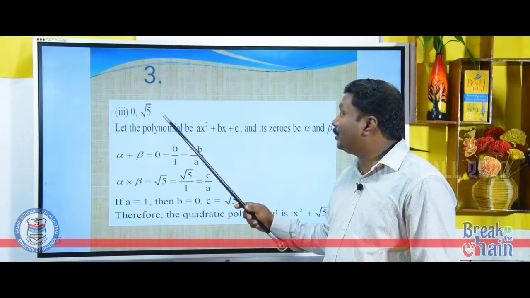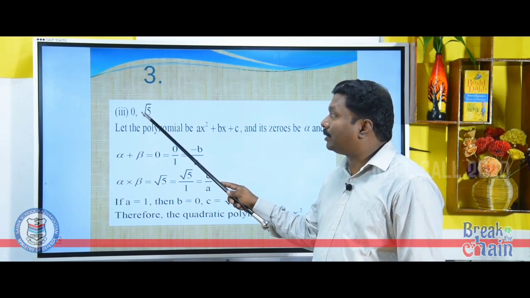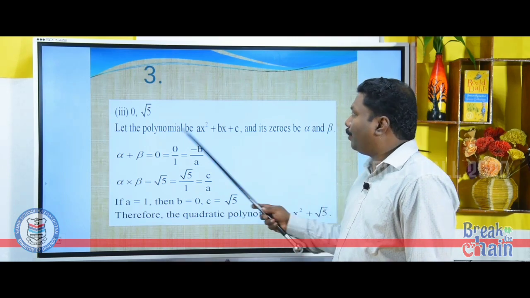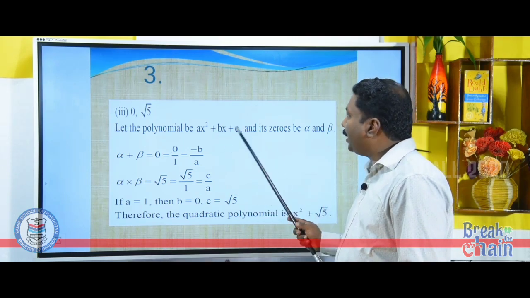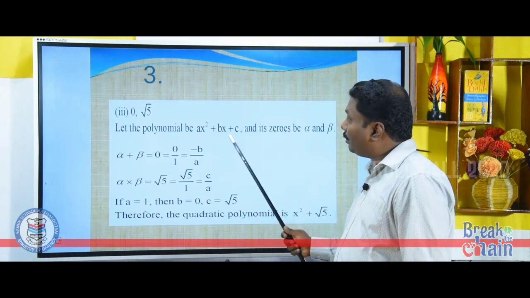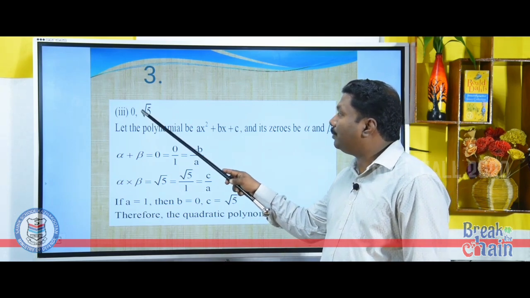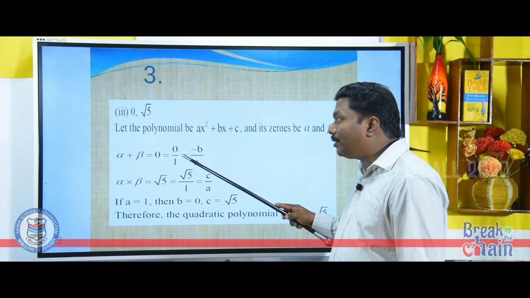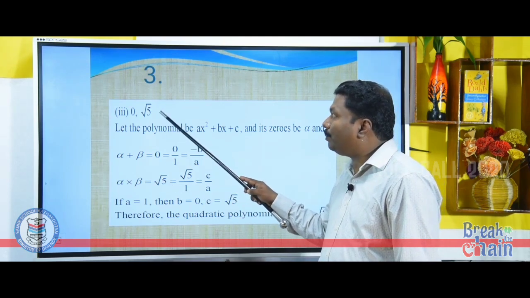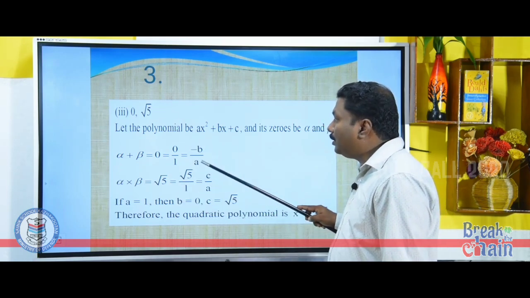The next question is 0, root 5. That means alpha plus beta equals 0, alpha beta equals root 5. Like previous question, we can start. Let the polynomial be ax square plus bx plus c, and its zeros be alpha and beta. So what is given? Alpha plus beta equals 0. That means let 0 be 0 by 1. And alpha beta equals root 5, root 5 equal to root 5 by 1. This is 0 by 1, this is root 5 by 1.